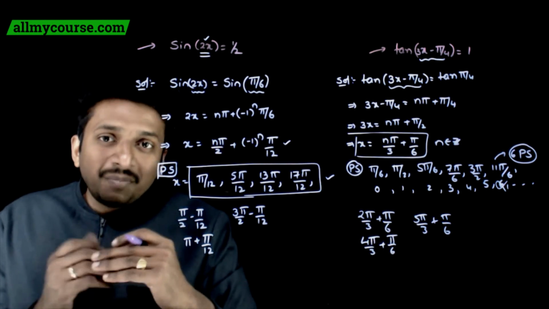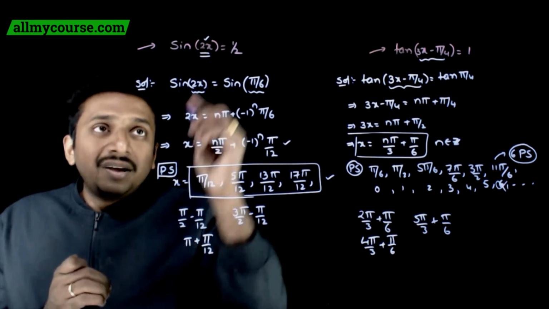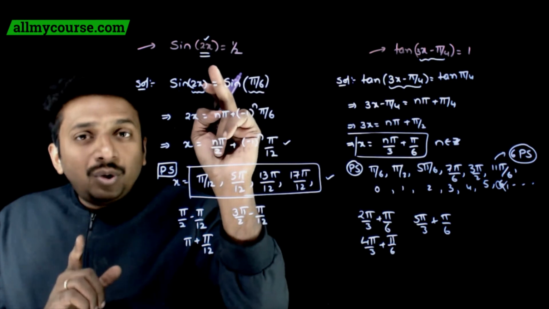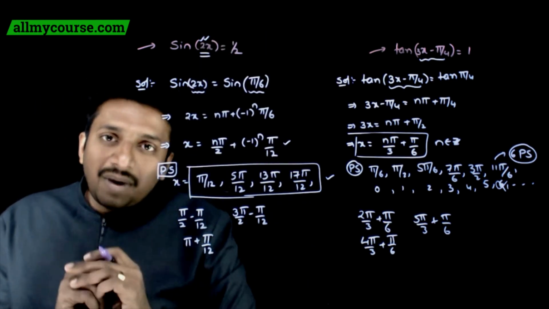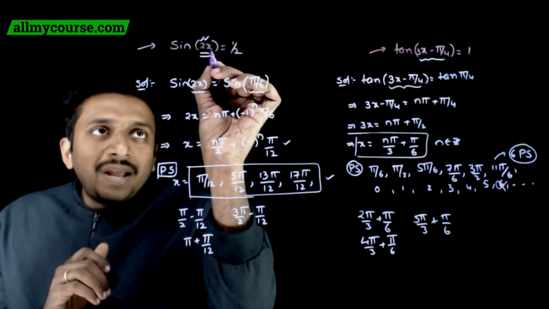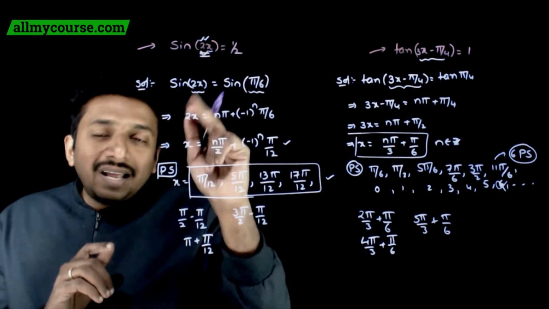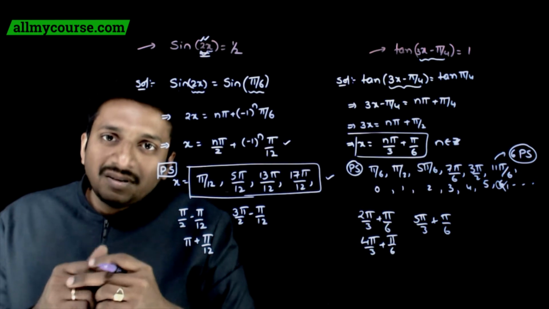So usually the number of principal solutions will be equal to 2 times whatever is the multiple here. Whenever you multiply x with some number, it increases the number of principal solutions that many times.